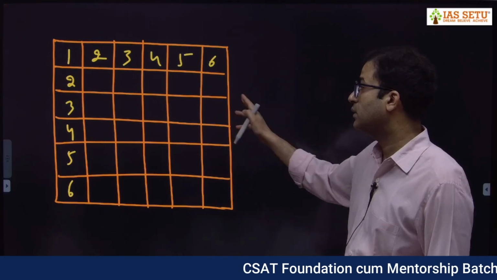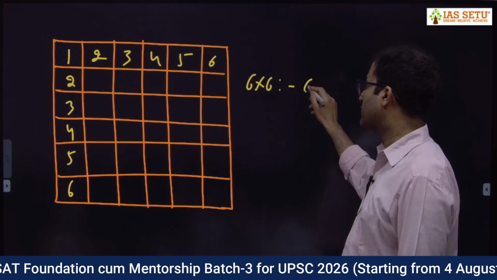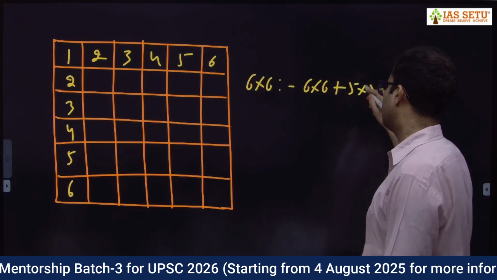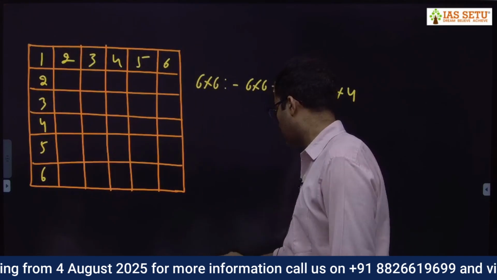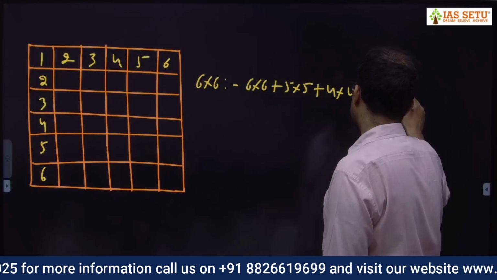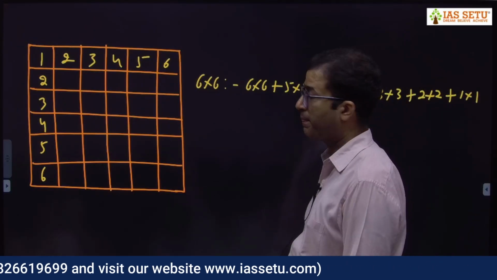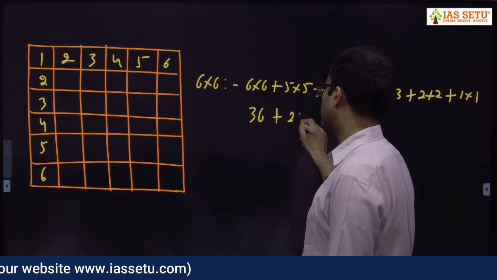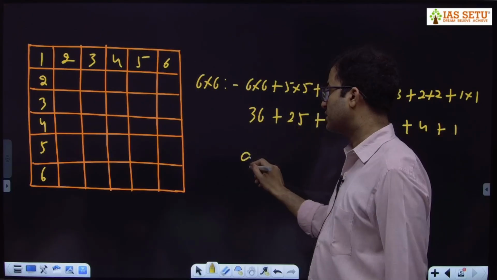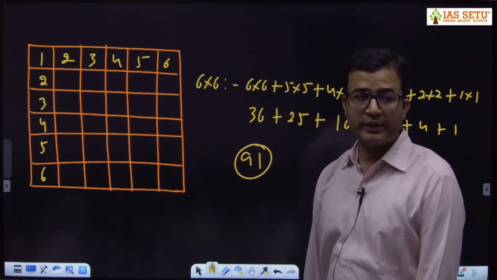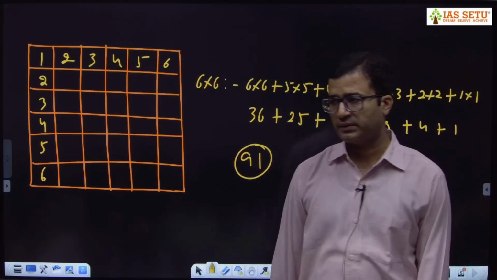Here it is a 6 by 6 figure. So here 6 into 6 plus 5 into 5 plus 4 into 4 plus 3 into 3 plus 2 into 2 plus 1 into 1 plus 0 into 0. So this is 36 plus 25 plus 16 plus 9 plus 4 plus 1. It is 91. So how many total squares are there? 91. Is it okay? So this is type 1, very easy.